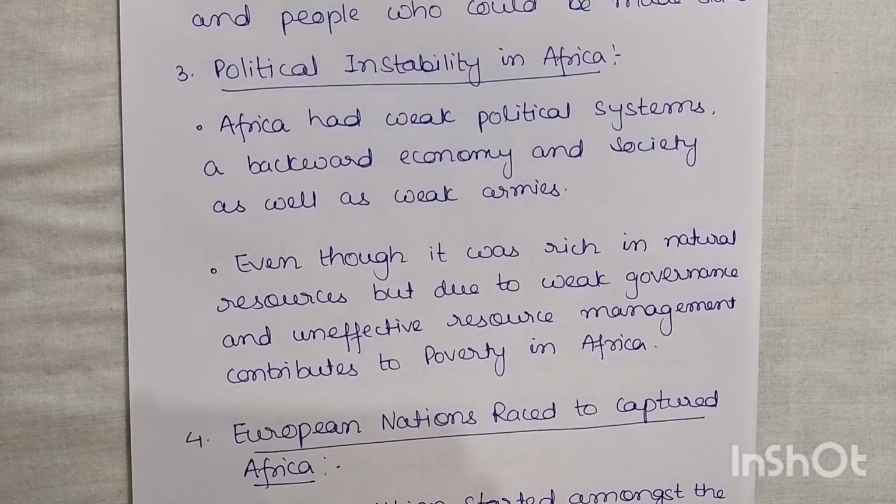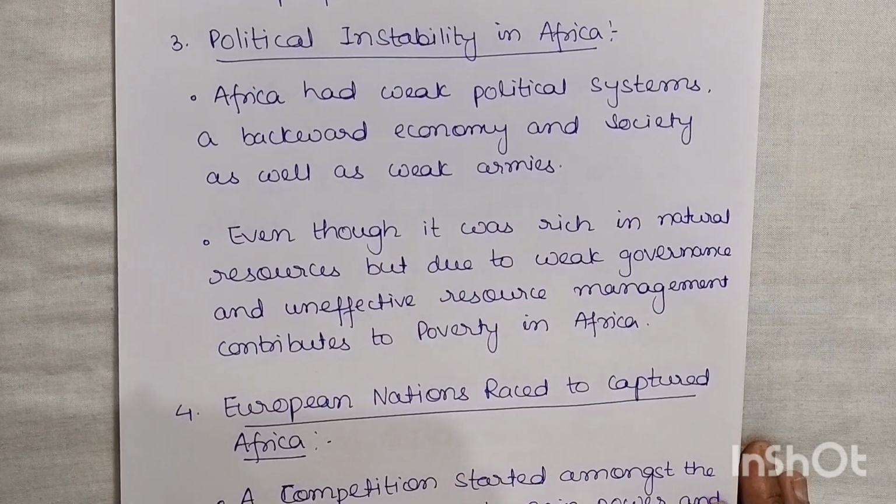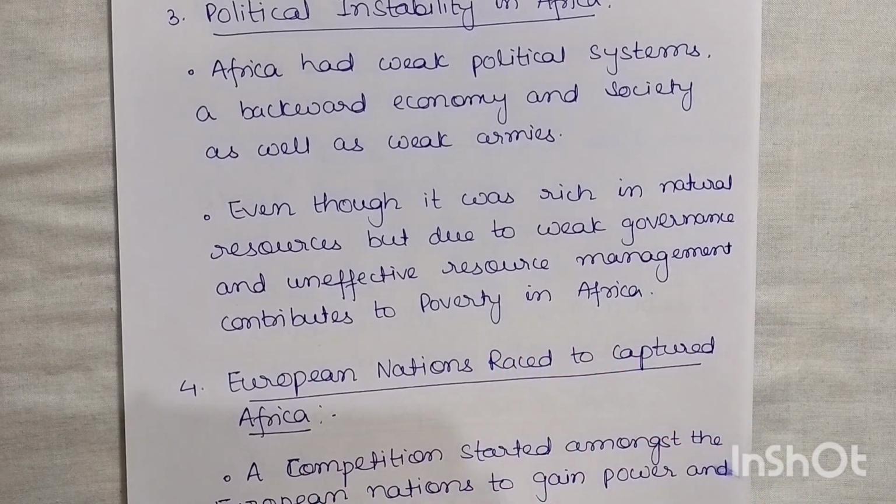So how to allocate it, how to utilize it? There was no proper allocation and optimization. Due to this, what happened? Poverty was there in Africa.